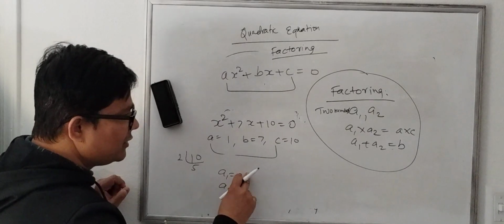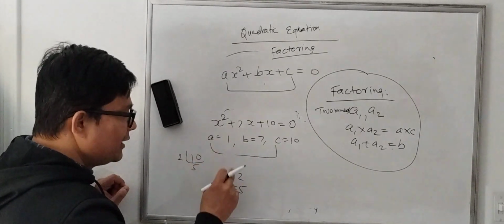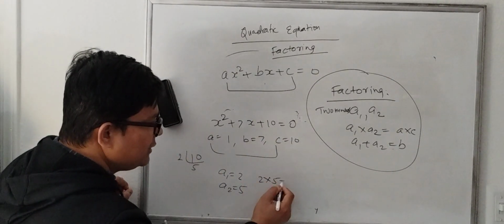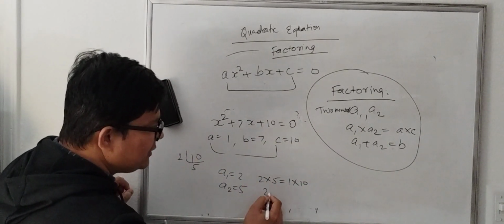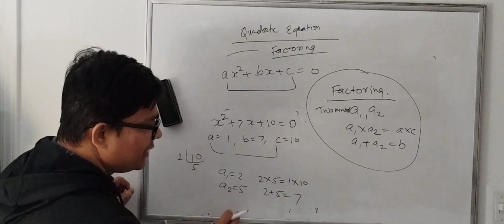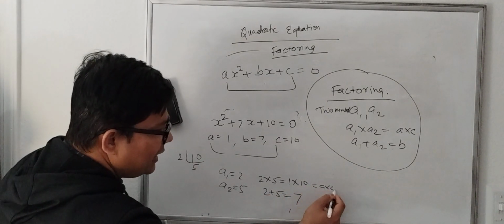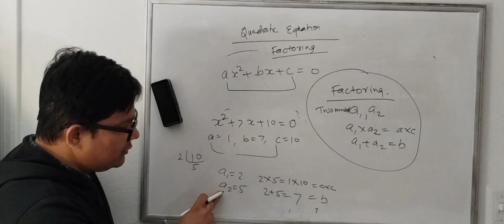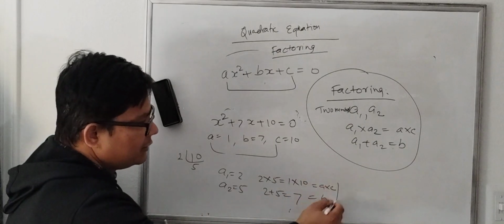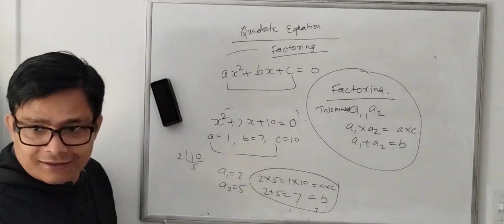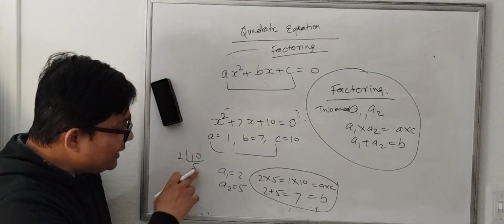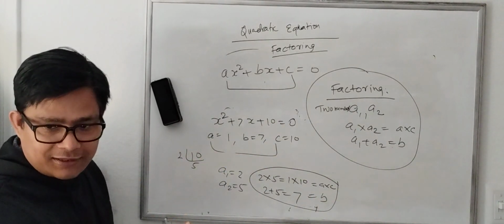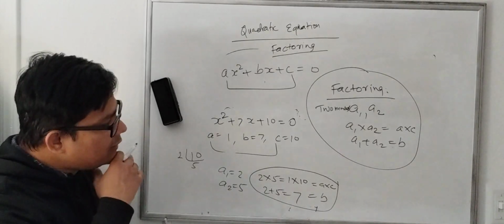Now if I multiply these two numbers, will I get 10? Yes. 2 times 5 is 1 times 10. And 2 plus 5 is 7. I got it? This is a times c, and this is b. So by selecting a1 equal to 2, a2 equal to 5, I got these two conditions satisfied. Yes? So see here, what we did, we just multiplied. It's kind of easy, quickly finding the numbers. Otherwise you wonder, oh, what value should I select?